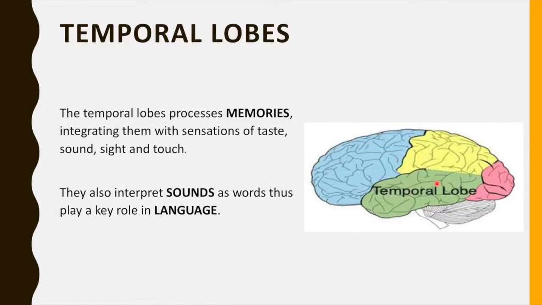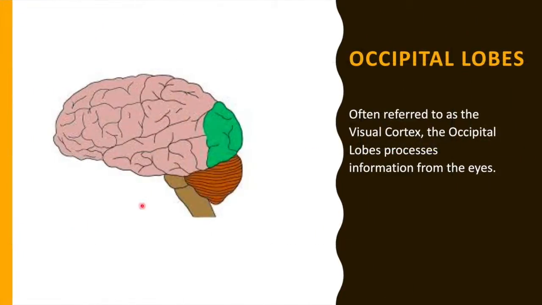The temporal lobes are also responsible for interpreting sounds as words, and thus the temporal lobes play a really important role in language. So sat here at the back of the brain and here marked in green, just above the cerebellum, are the occipital lobes. And the occipital lobes are responsible for processing information from the eyes. So visual processing is what occurs in the occipital lobes.